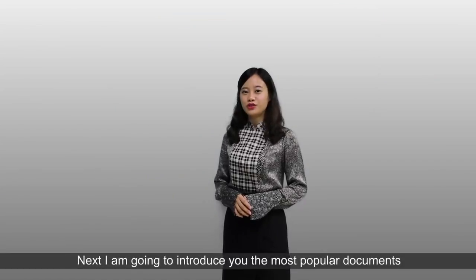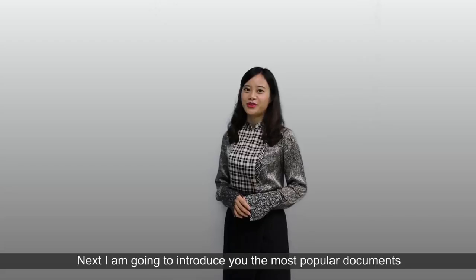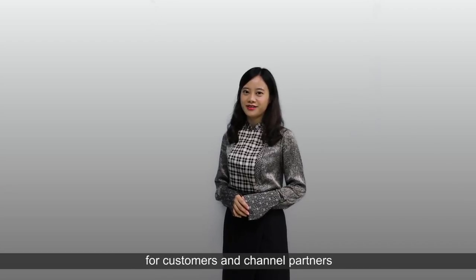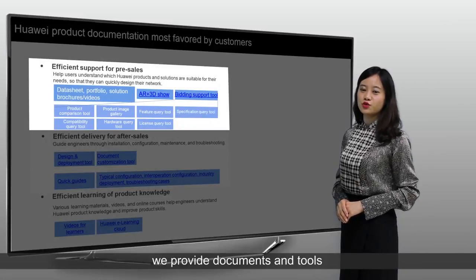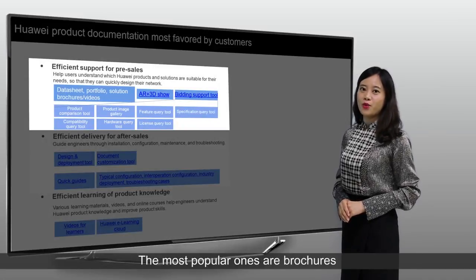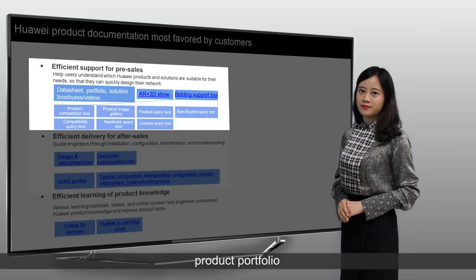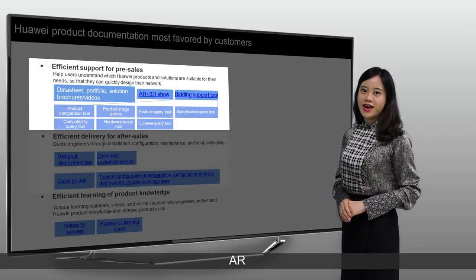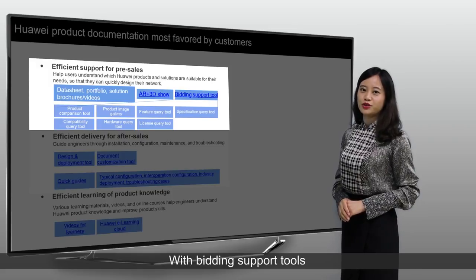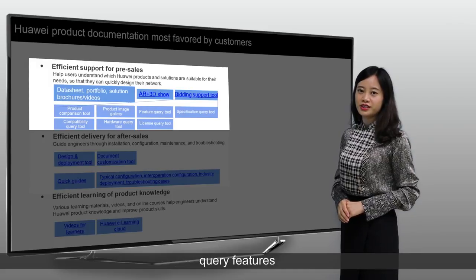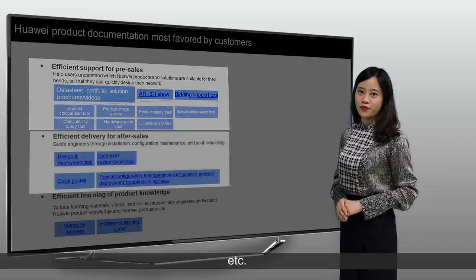Next, I'm going to introduce you the most popular documents for our customers and channel partners. For pre-sale support, we provide documents and tools. The most popular ones are brochures, product portfolio, AR, and bidding support tools. With bidding support tool, you can compare products, query features, hardware, specifications, etc.